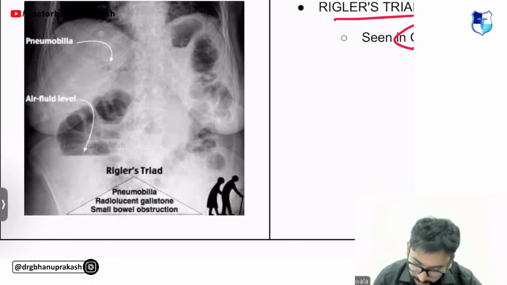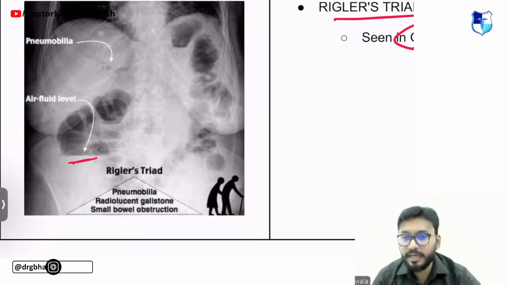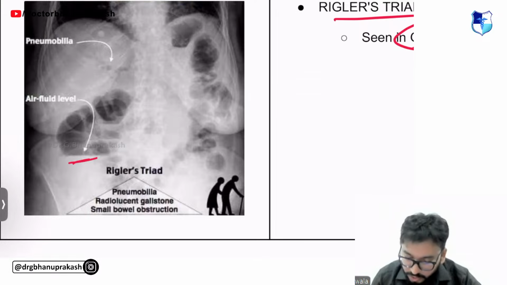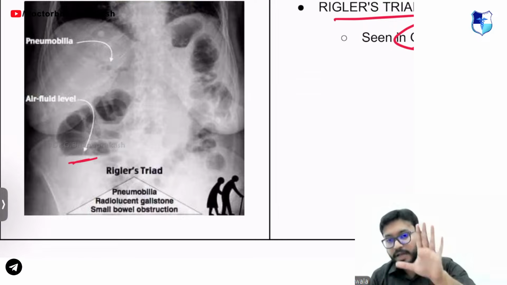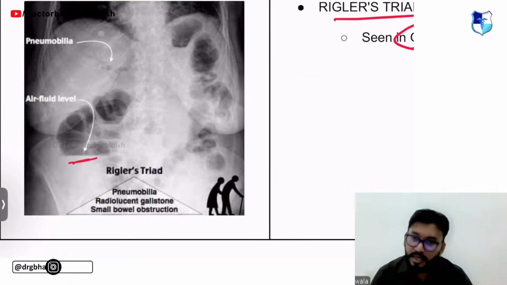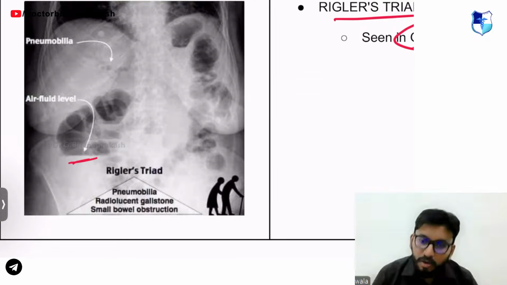Can you see an air fluid level? Air fluid level indicating a small bowel obstruction. A small bowel obstruction because of ectopic or right iliac fossa gallstones. Gallstones are usually radiolucent, therefore not seen. But this is a triad: a radiolucent ectopic gallstone causing small bowel obstruction and pneumobilia. This is the triad known as Rigler's triad, and this is seen in gallstone ileus.